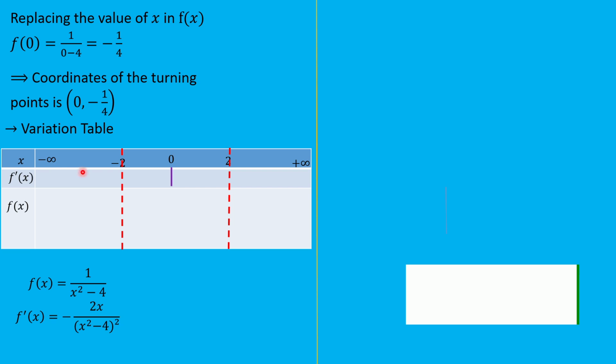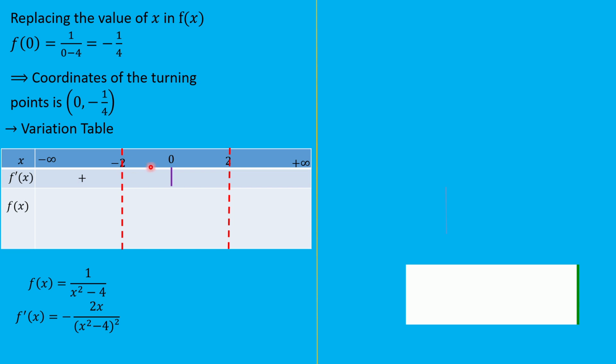Don't go far. You can take x equals negative 3. You realize that here the denominator will always be positive since it is all squared. Even if we have a negative number, the square will make it positive. And here, if the function is negative, take note. So when I substitute negative 3, I will get 2 times negative 3, which is negative 6. Negative times negative is positive. So in this interval here, f prime of x is positive.